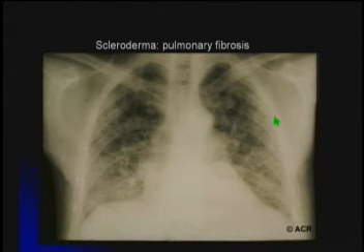Pulmonary hypertension is the leading cause of death. Pulmonary hypertension occurs for two reasons in patients with progressive systemic sclerosis. They get pulmonary fibrosis, which gives you pulmonary hypertension and cor pulmonale. But you can also get a pulmonary arteriopathy, in which the pulmonary arterioles become thickened and hypertrophied, and you get pulmonary hypertension where there is no pulmonary fibrosis. We'll come back to that in a second.